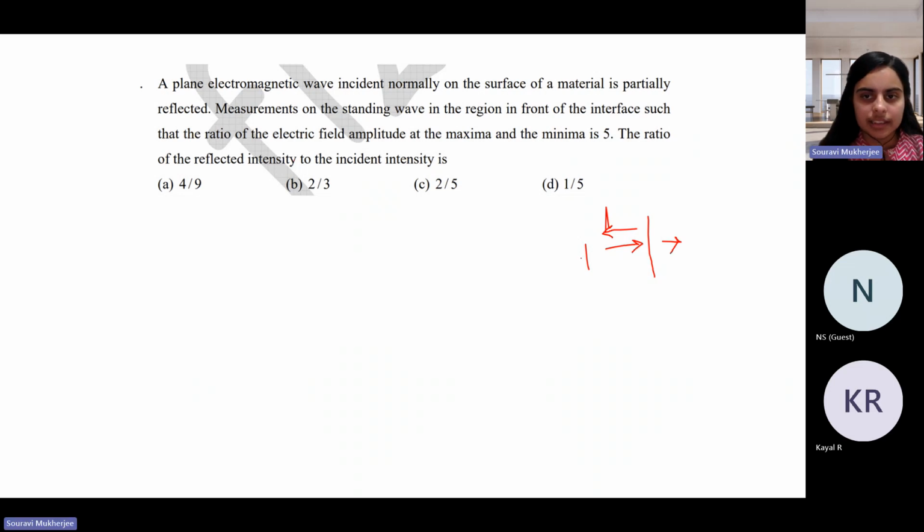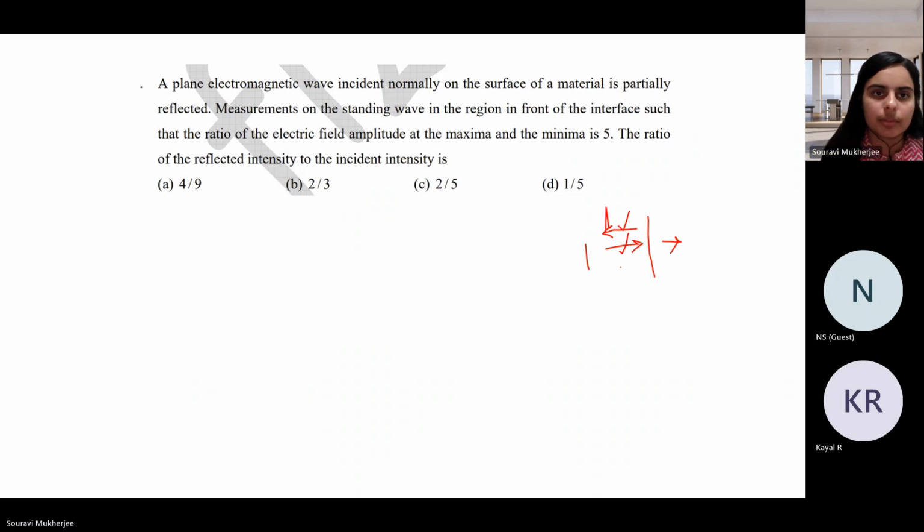So make use of the fact that there are two waves involved in this region, this and this. They have different amplitudes, but their frequencies are the same, right?